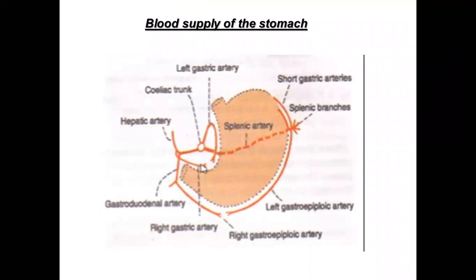Now you can see it here very clearly, this is the celiac trunk. The branches are coming from here. The short gastric arteries supply the fundus of the stomach. Then we have the left gastroepiploic artery, the right gastric artery, which supplies the right lower part, and the right gastroepiploic artery, which supplies the lower greater curvature of the stomach. Then we have the left gastroepiploic artery as well.